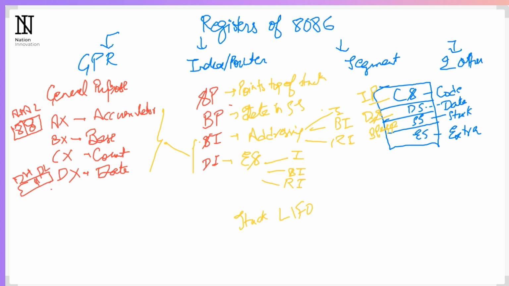Then we have the extra segment. It is used to hold the starting address of the extra segment. An extra segment is used to provide for programs that need to access a second data segment.